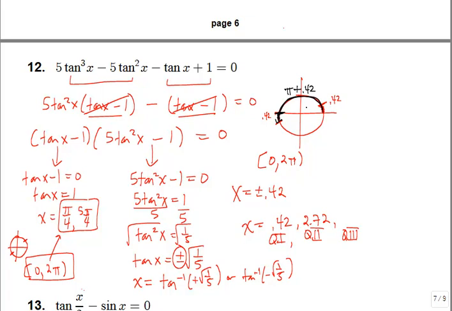So this time, instead of pi minus 0.42, we want pi plus 0.42. And on a calculator, when you punch that in, you get about 3.56. So there's our quadrant 3 angle.